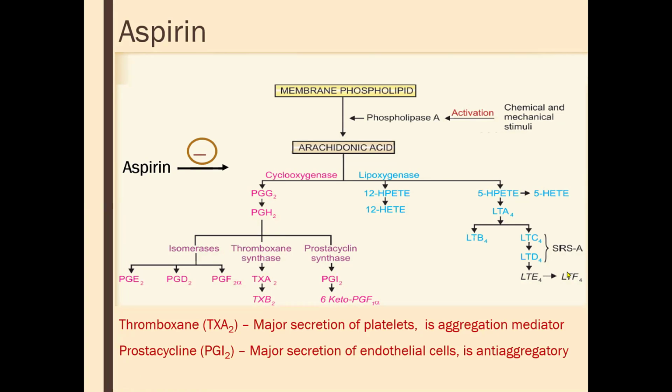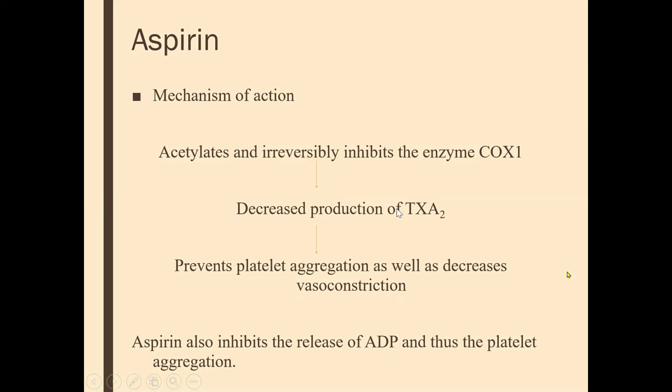Mechanism of action: it inhibits the COX enzyme and decreases the production of thromboxane A2. Hence it prevents platelet aggregation, because now we know that thromboxane A2 is an aggregatory mediator. So a decrease in synthesis of thromboxane A2 means a decrease in platelet aggregation. It also causes vasoconstriction, which is part of the prevention of bleeding. Vasoconstriction reduces blood flow.